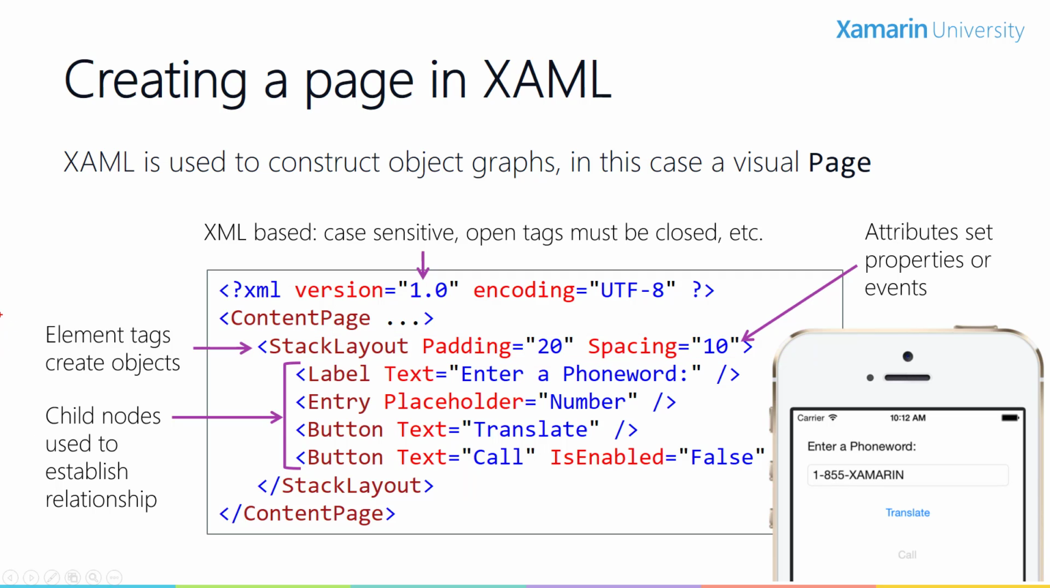Everything in between those are considered to be children. So the label, the entry, and the two buttons are children of the stack layout. One interesting thing you may be noticing right now is that all the values of our attributes are strings, even though they may not actually be strings.